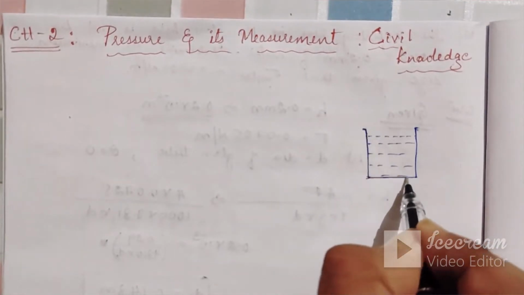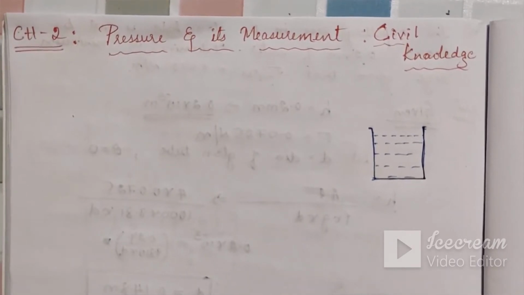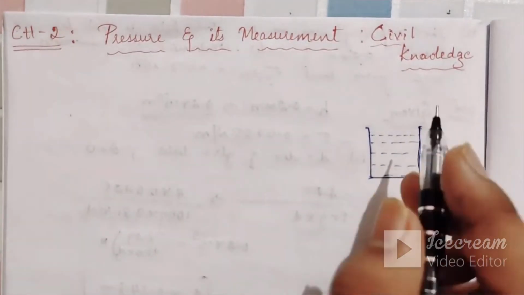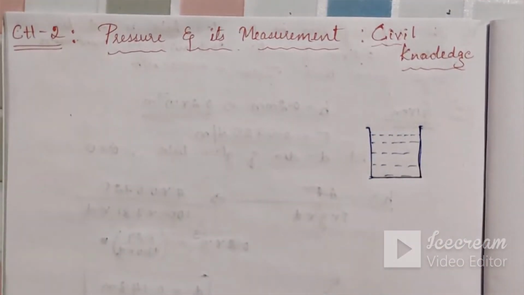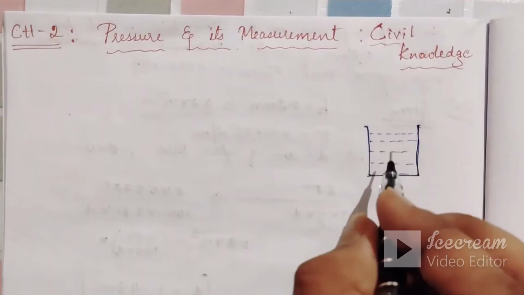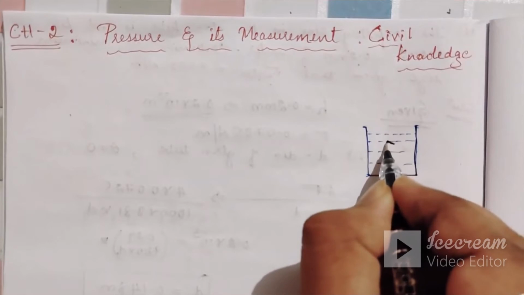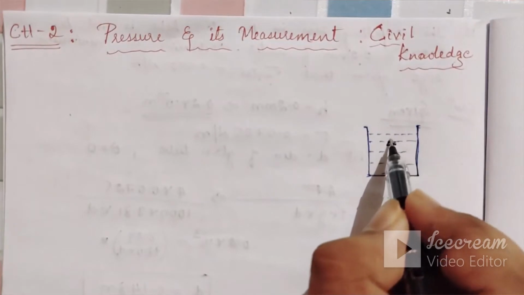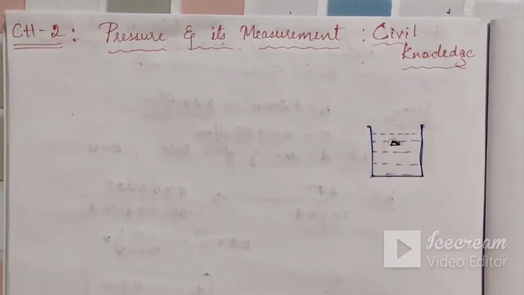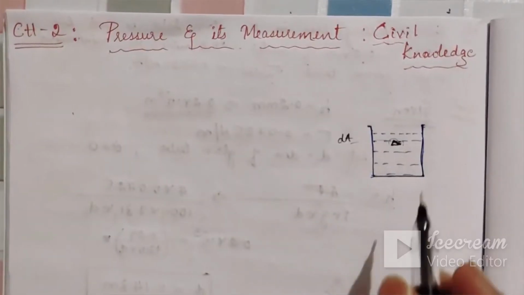Just imagine this is the fluid, which is in a large area. It has a large mass. It is constrained, I draw a container so as to keep the fluid in stationary equilibrium. Inside that, consider a small area dA. Let this be the area dA, the small area, it is a water molecule.